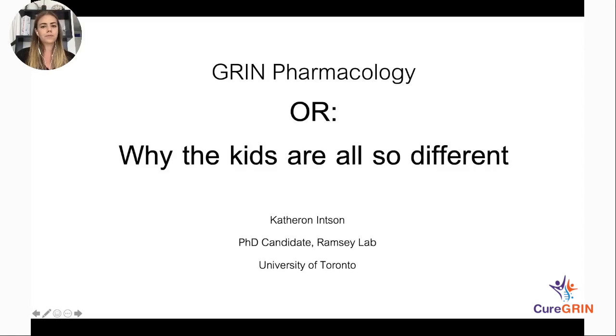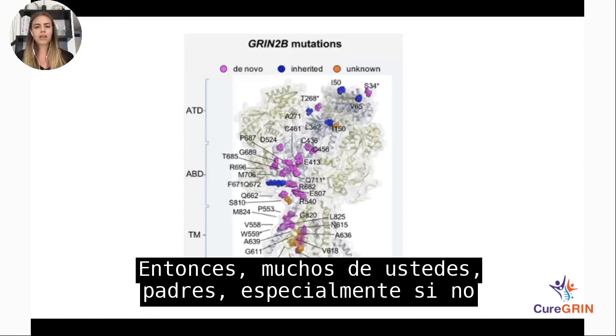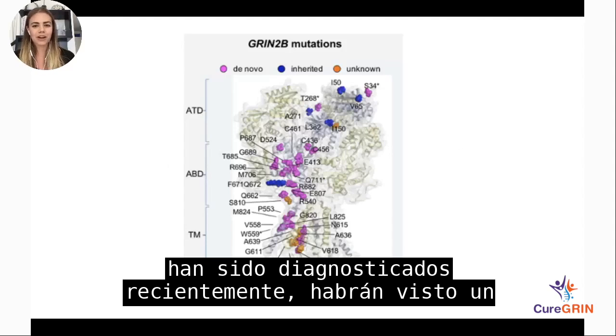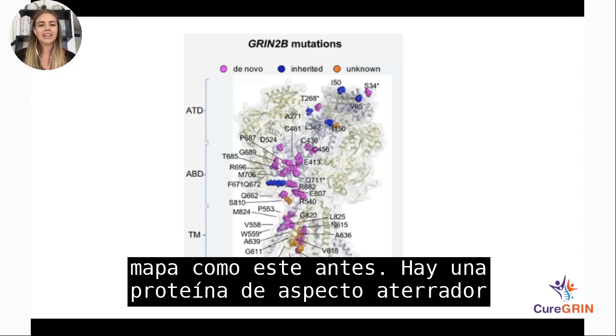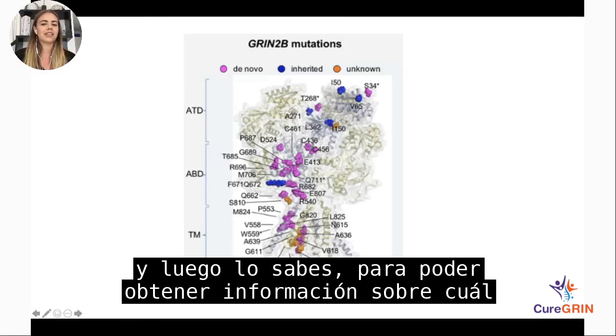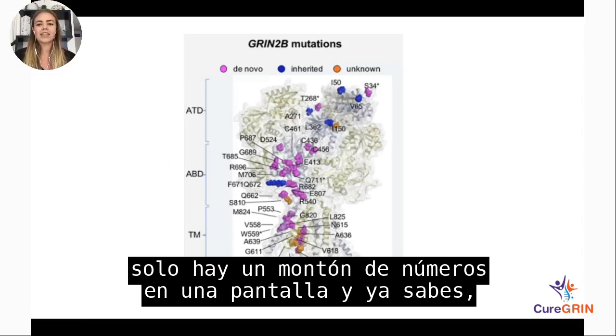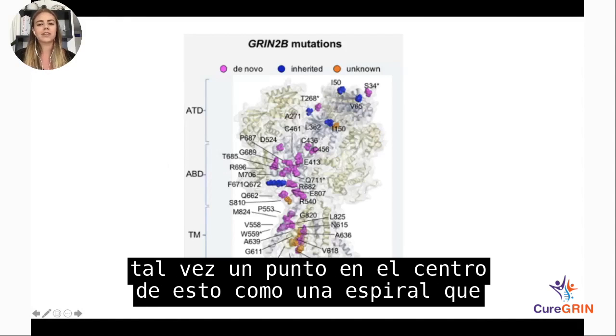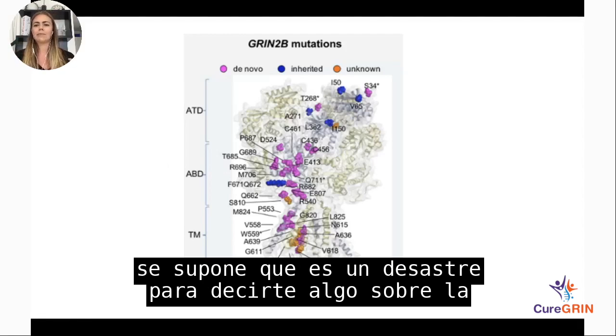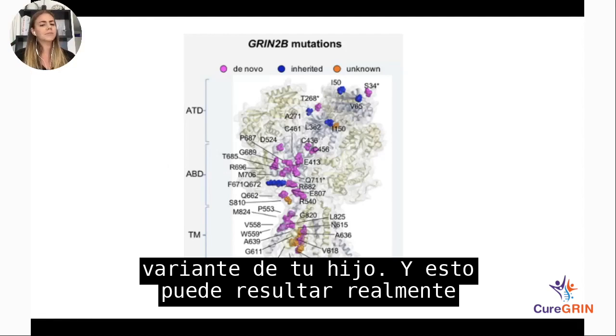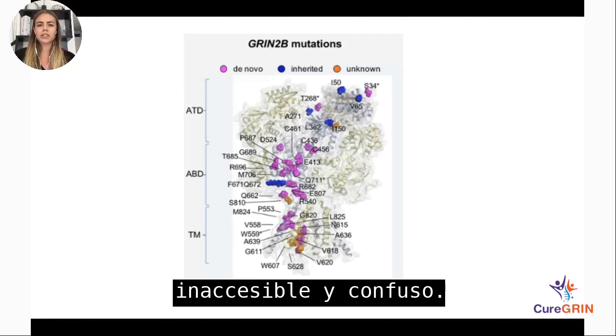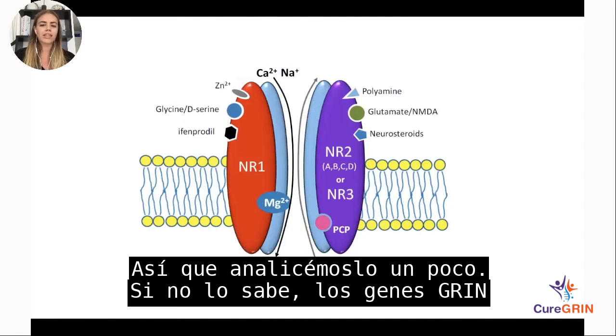Okay, there we go. So many of you parents, especially if you're not newly diagnosed, will have seen a map like this before. There's a scary looking protein, and then, in order to provide information about what your child's variant is, there's just a bunch of numbers on a screen and maybe a dot in the center of this spirally mess that's supposed to tell you something about your child's variant. And this can be really inaccessible and confusing. So let's break it down a little bit.